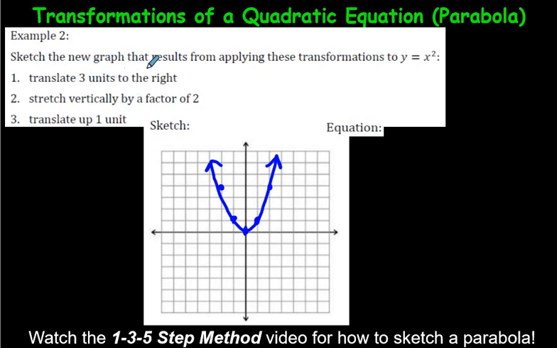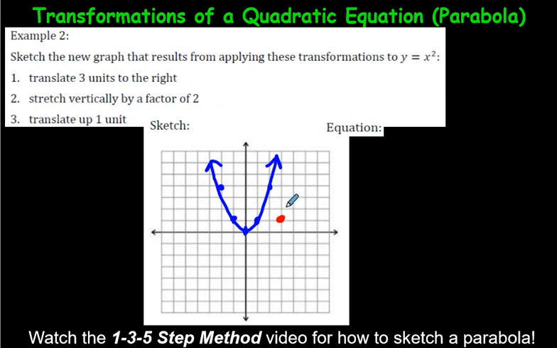But anyway, let's translate this thing 3 units to the right, translate it 1 unit up, and then let's worry about stretching it by a factor of 2. So we're going to take these points, transfer them 3 units to the right, 1, 2, 3, and up 1 unit. So the vertex is now going to be right here. Okay? Now it says we're going to stretch vertically by a factor of 2.